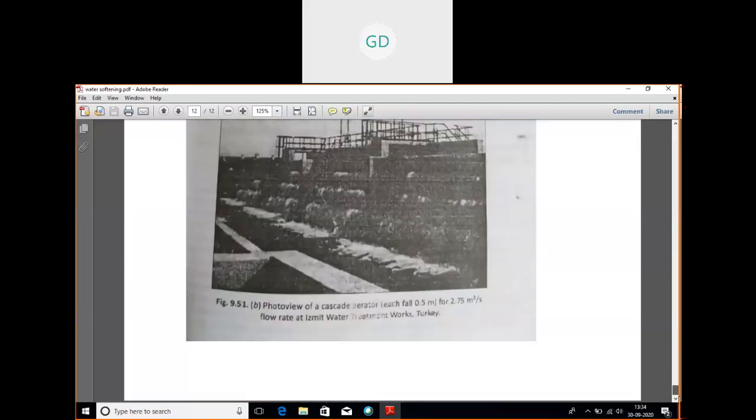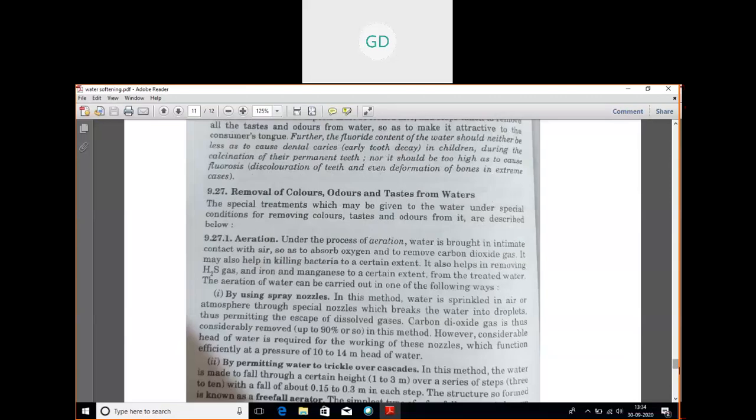Next, I don't have the photo with me right now, so let me tell you about another one. This was your aeration process. I don't have it with me right now, but I'm explaining it to you. Later I can provide you the PDF.